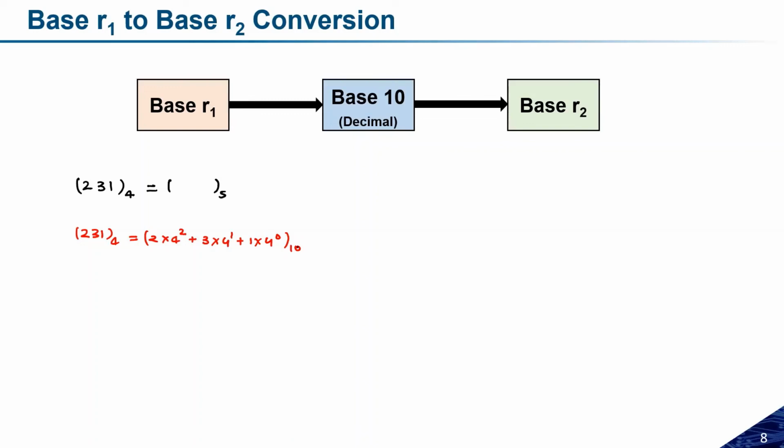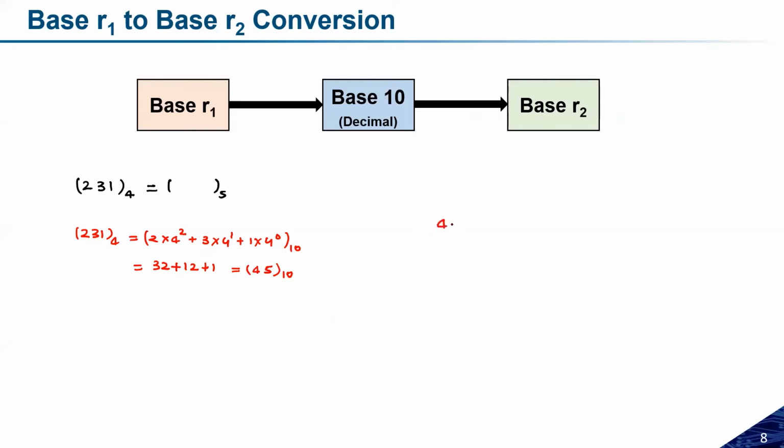So this is what you can do. If you try to solve it, 16 into 2 is 32, so that will become 32 plus 12 plus 1, which is 45. Sorry, yes, 45. So this will become 45 in base 10. Now once you know this 45, then I have to convert this 45 into base 5.